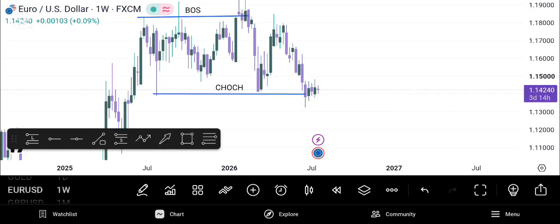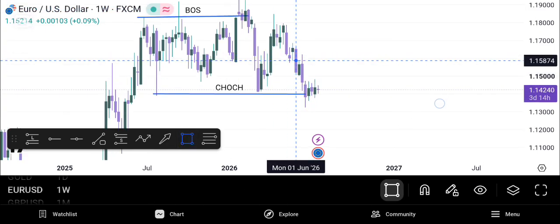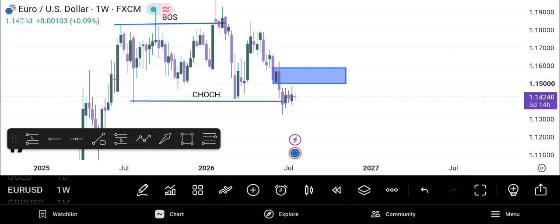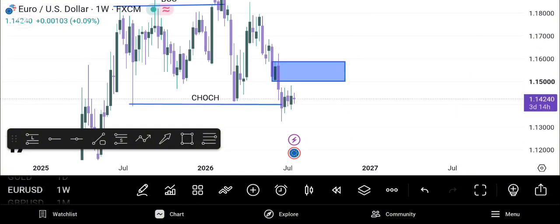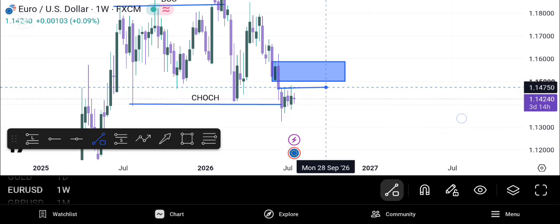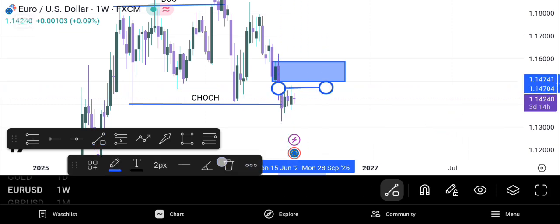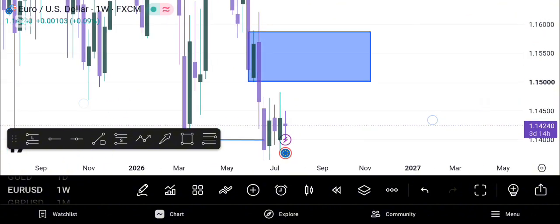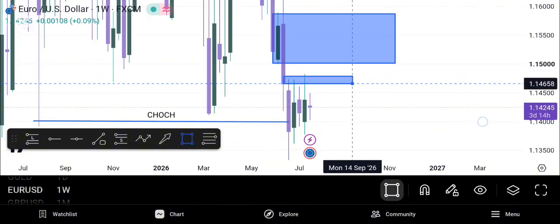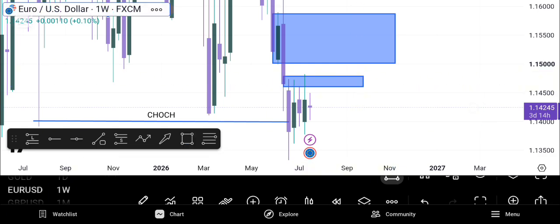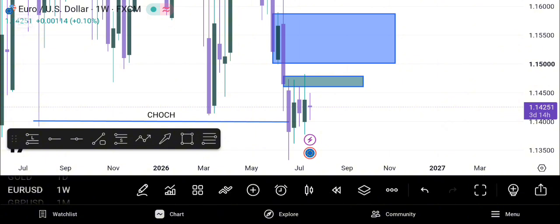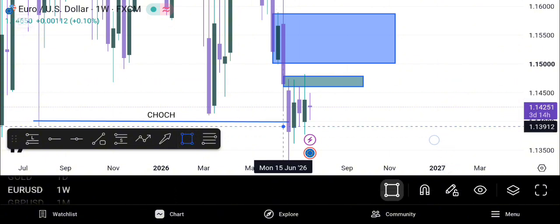Now price has been consolidating around here. We are expecting price to react from this weekly order block, which is still to happen. So right now price has been consolidating between a particular range. You can see that from here. Let me use a zone. Price has been consolidating here. I'll use that as green. So price has been consolidating between that range.